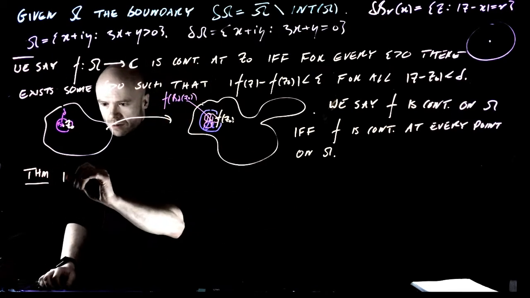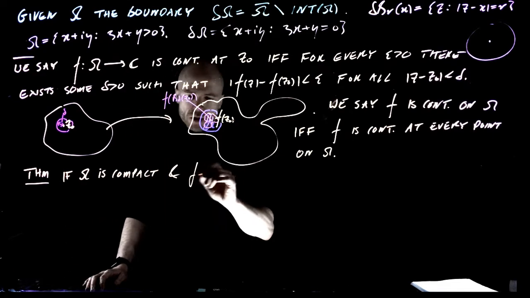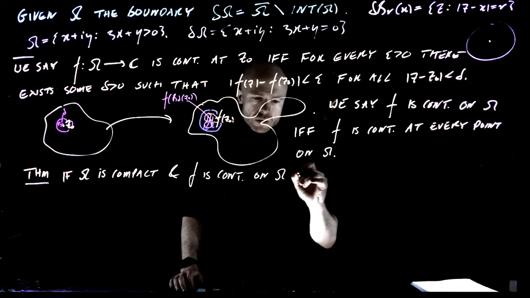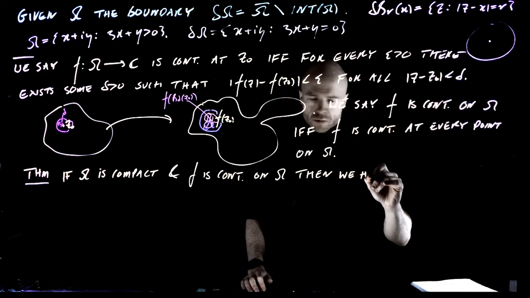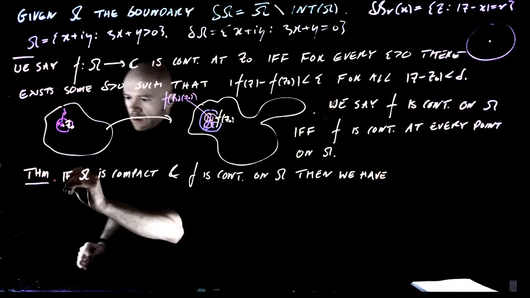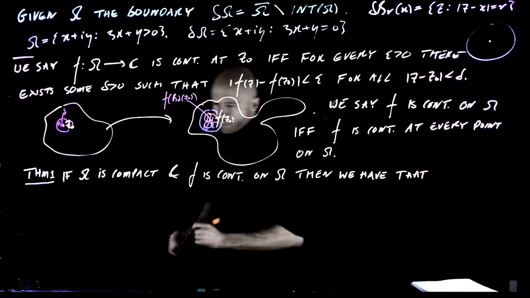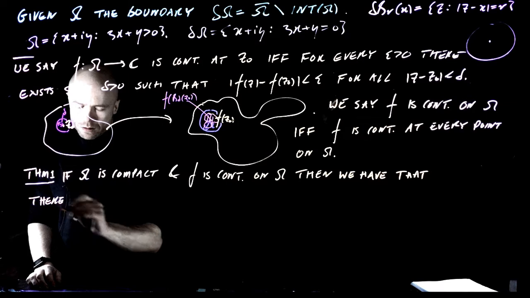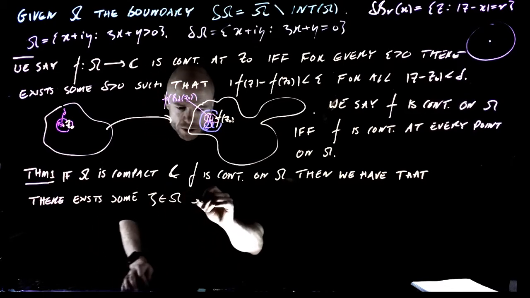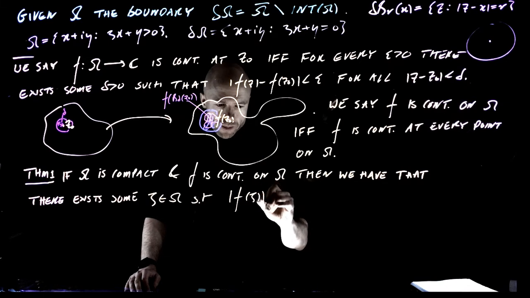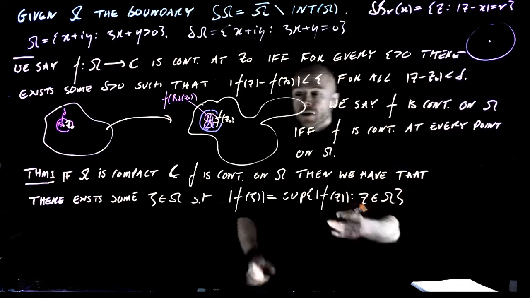about continuous functions. So if omega is compact and f is continuous on omega, then we have, let's actually call this theorem 1, that there exists some zeta belonging to omega such that the absolute value of f(zeta) is equal to the supremum of |f(z)| for z belonging to omega. In other words, we can achieve this value.